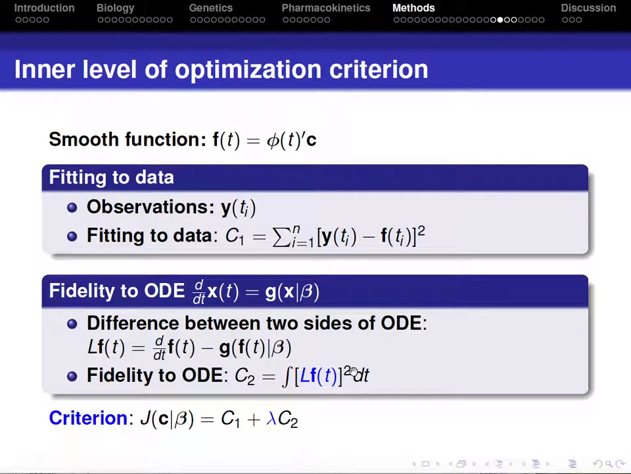For any given ODE parameters beta, we can estimate C, the spline coefficients, by minimizing this. Generally, if this differential operator is not a linear differential operator, we cannot find a closed form for C here, so we have to use a numerical method to find C. But in any case, for any given ODE parameter beta, we can find the spline coefficient C. In other words, the estimate C hat is an implicit function of beta.